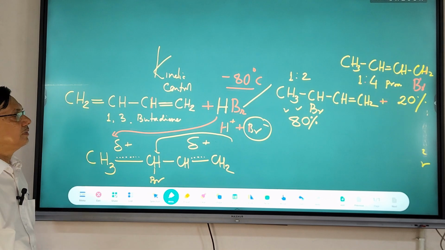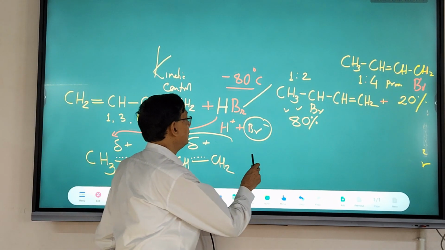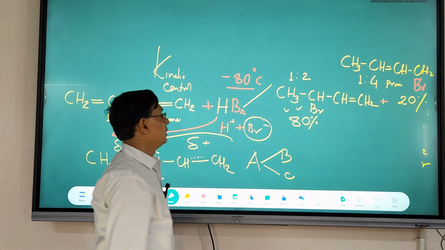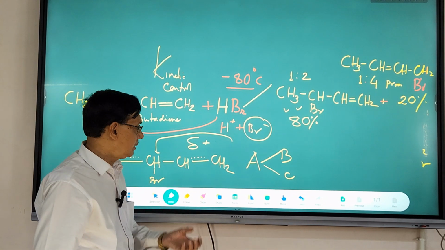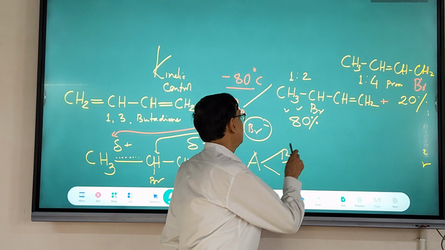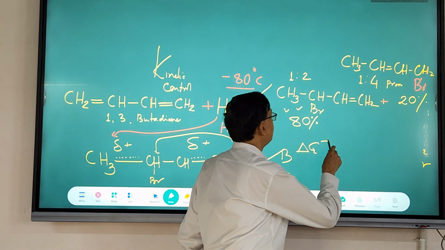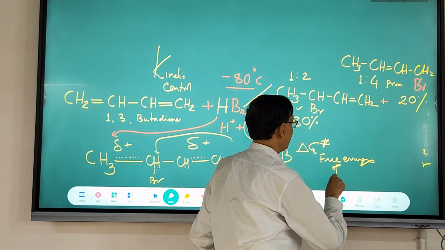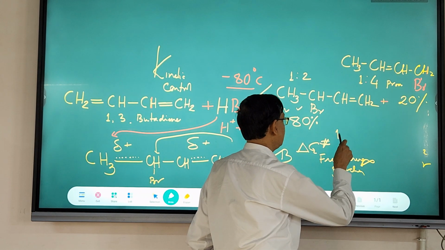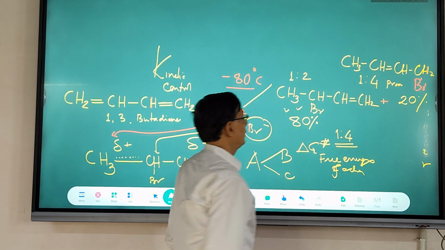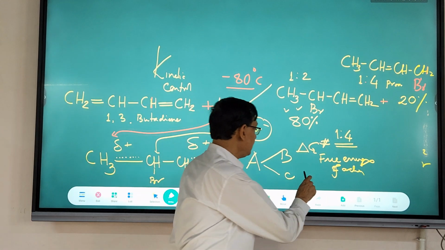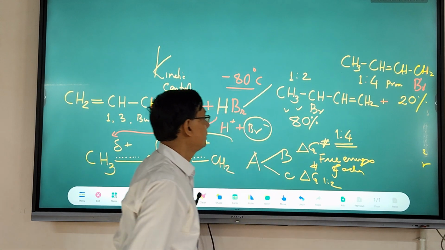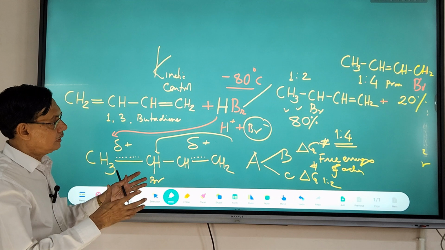Before giving any explanation, I must note that there is only one reactant, but there are two products, B and C. So in order to explain the thermodynamic control and kinetic control, we must know the free energy of activation of the 1,4 product, and the free energy of activation of the 1,2 product. Now I'll explain what is the actual reason for that.